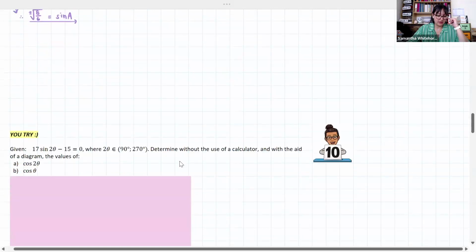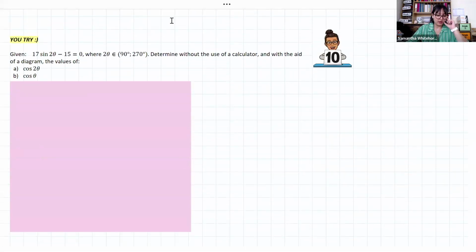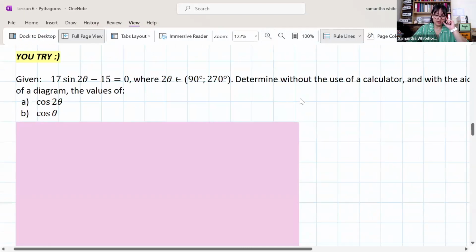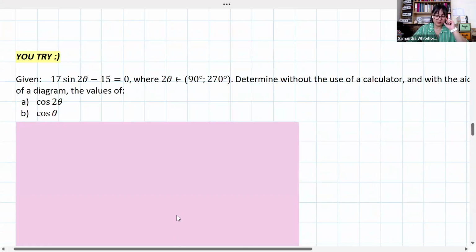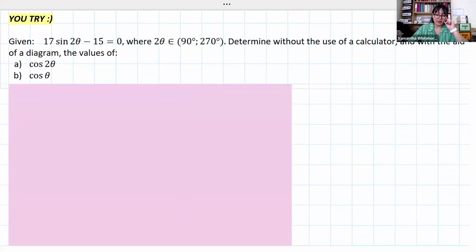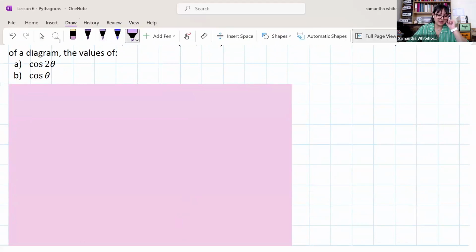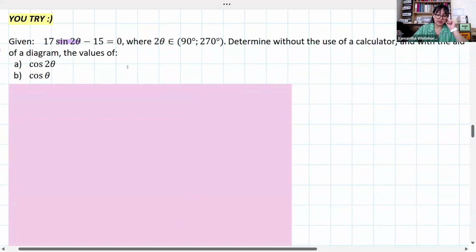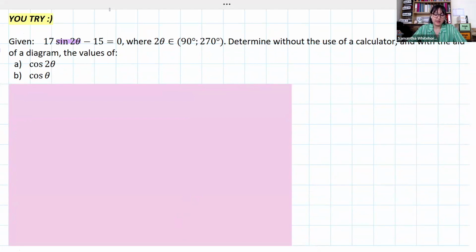Okay. Right, so you're going to try these two over here. Let me just make this a bit bigger again. Now remember again, you need to first isolate your ratio. So first isolate the sine 2 theta, get that by itself, and then you can start drawing your diagram. And then I want the values of cos 2 theta and then of cos theta. I'm going to give you 5 minutes again, just because you do have to think about the double angle formulae. But let's have a go and let's see what we come up with.